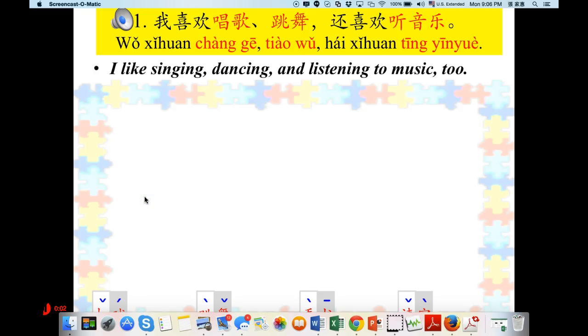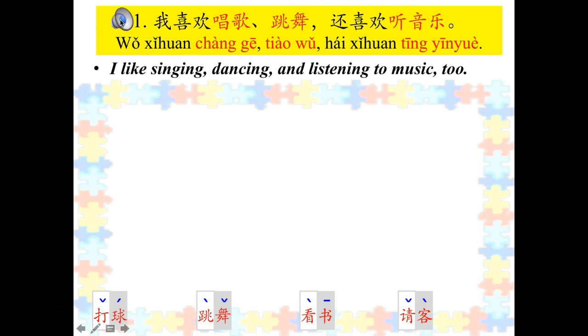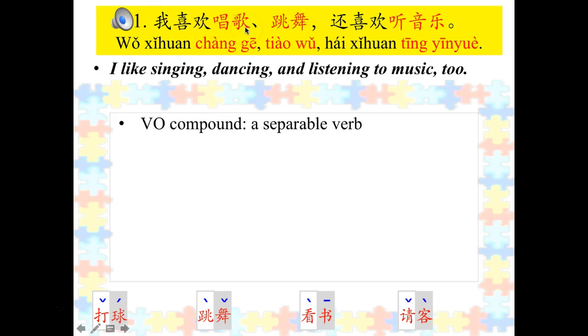好, now let's take a look at the grammar of this lesson. Number 1, 我喜欢唱歌、跳舞，还喜欢听音乐。我喜欢唱歌、跳舞，还喜欢听音乐。好, let's take a look at these verbs. 唱歌、跳舞、听音乐、打球、看书、请客. All these verbs have a common structure. It is composed of a verb and an object.